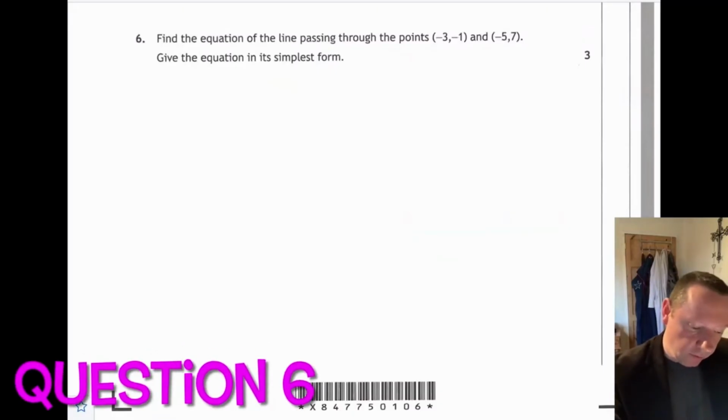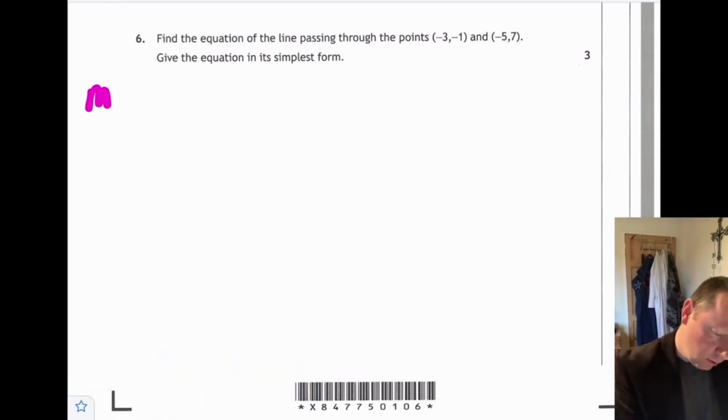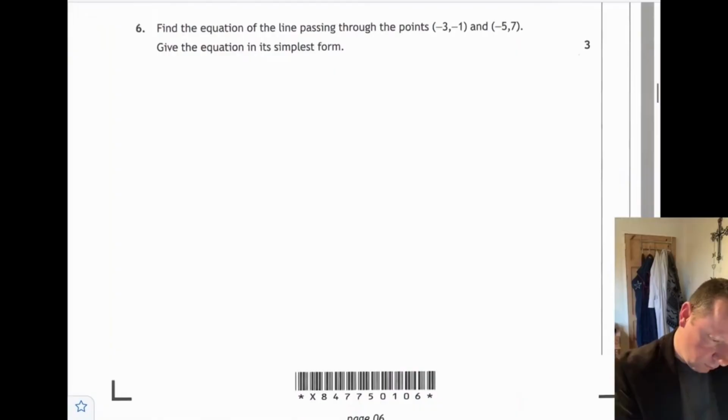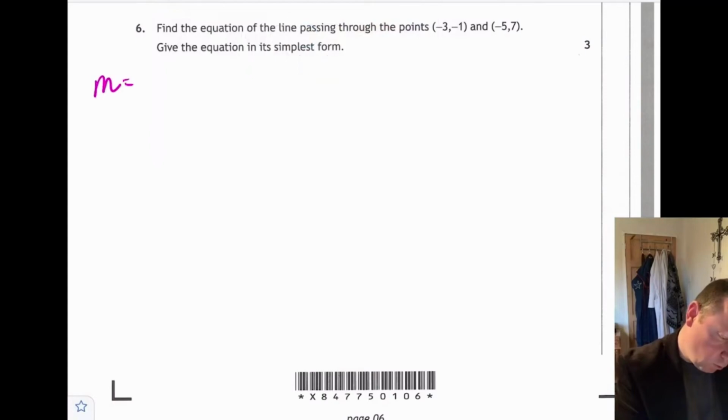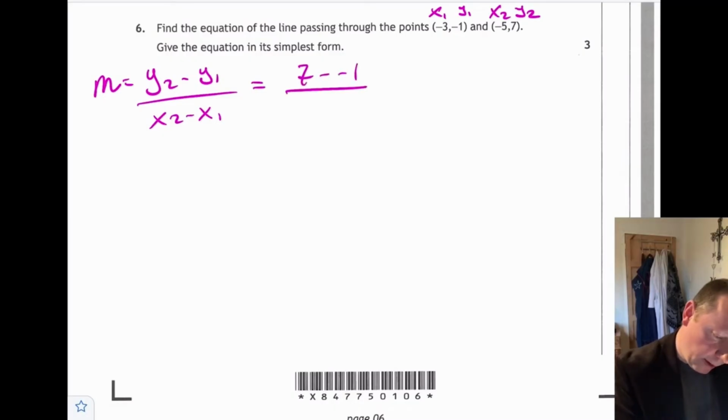Find the equation of a line passing through those points and give it in simplest form. So we need the gradient first. So gradient is y2 minus y1 over x2 minus x1. So that's x1, y1. That's x2, y2. So that gives me 7 minus minus 1 on the top. And minus 5 minus minus 3. That gives me 8. Minus 5 add 3 is minus 2. That gives me minus 4.